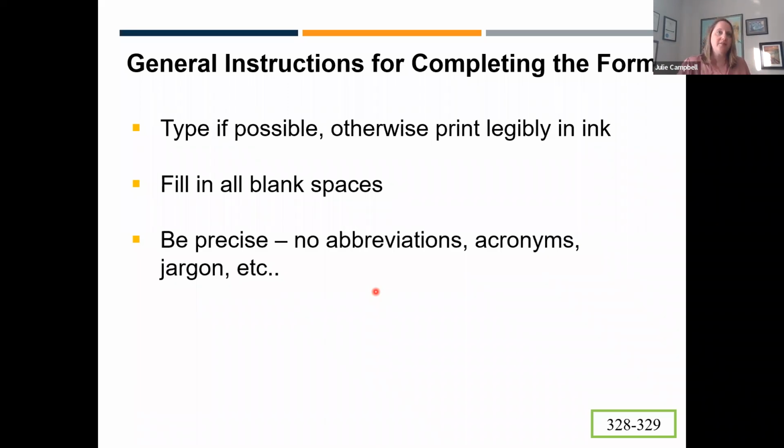We need to be precise. As we talked about yesterday, we have our own lingo, our own jargon. That doesn't belong in the offer to purchase and contract. This is the agreement between the buyer and the seller. They need to be able to understand their sales contracts. So don't put in acronyms, don't put in our real estate lingo, don't put in abbreviations. Spell it out, be clear, be precise.